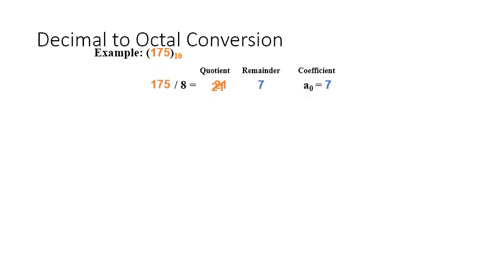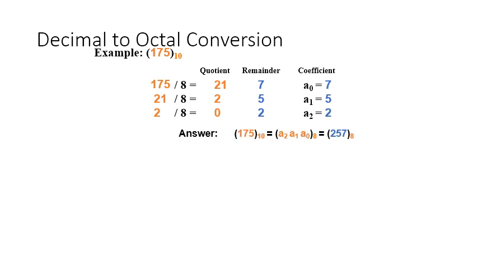Decimal to octal conversion. Again, if you are converting from decimal to any other number system, suppose this is the base 8 number system, you will divide the decimal by base 8 till the quotient is less than 8. 175 divided by 8, quotient is 21, remainder is 7. Again you will divide 21 by 8, quotient is 2 and remainder is 5. Now you have to stop here, and the number is basically equal to 257.